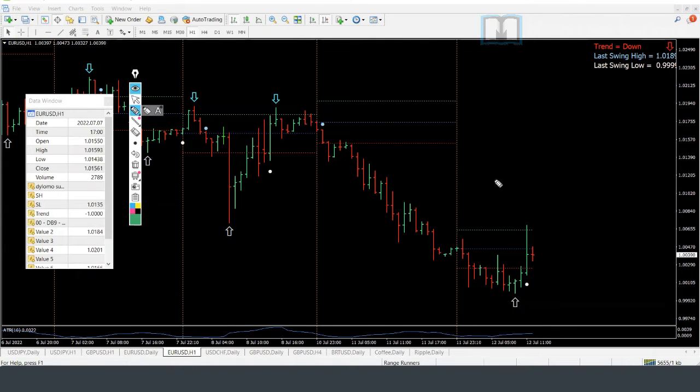So traders, here we are on the euro dollar 1 hour time frame. So this is what we call an opposite stretch pattern setup.